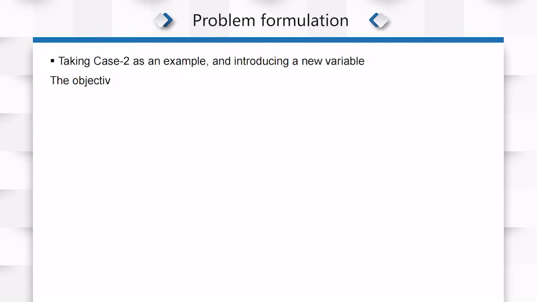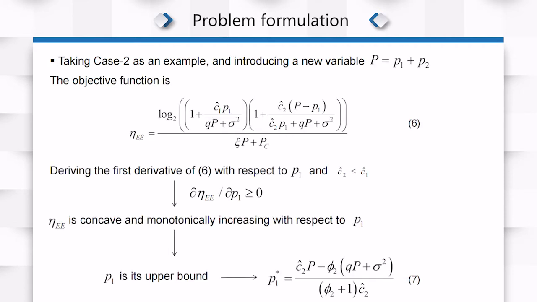Introduce a new variable. The objective function in equation 5 can be reformulated into equation 6. According to the first derivative of the objective function with respect to P1, and the beam gain constraint Ĉ2 is lower than Ĉ1, we can conclude that η_EE is monotonically increasing with respect to P1. Thus, the optimal P1 is its upper bound, which can be obtained by the rate constraint of user 2 as equation 7.